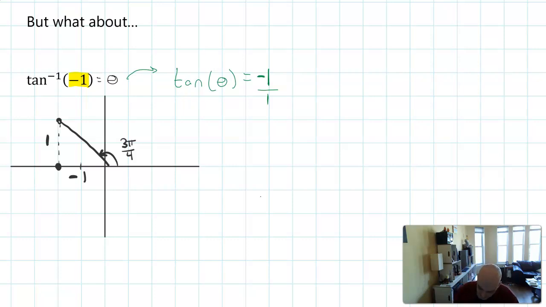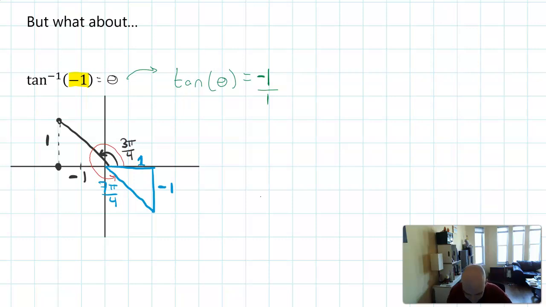But then you might say, well, wait a minute. Couldn't there be another answer? All the way over here, where we also have a side of 1. Here, the x could be 1, and the y could be -1, and then the angle would be something like 7 pi over 4. So you'd say, well, okay, so there's two answers. Theta must be 3 pi over 4 or 7 pi over 4.